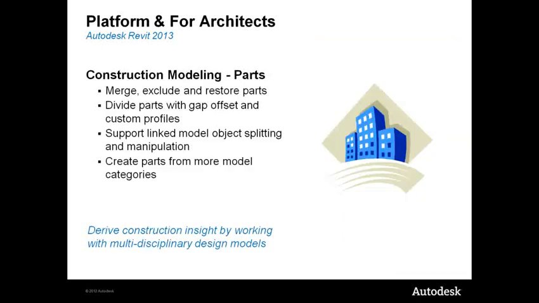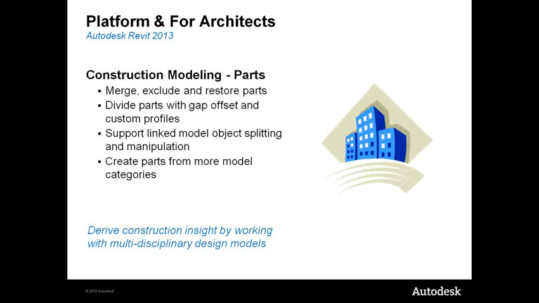Autodesk Revit 2013 extends the capability to support construction modeling by allowing further customization in parts. Parts can now be merged, excluded, and restored. Two or more parts can be merged into a single part. Exclude will remove parts from the project. And lastly, you can restore parts that were previously excluded at any time.